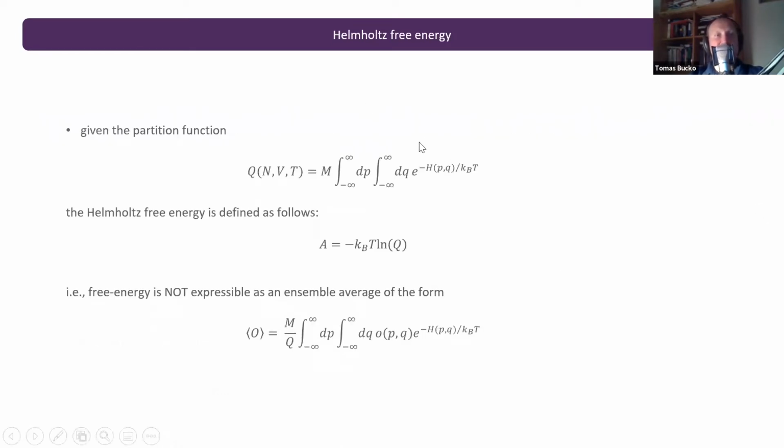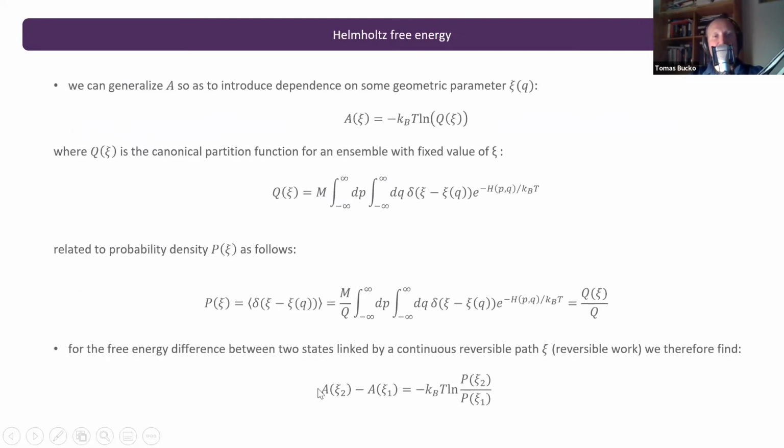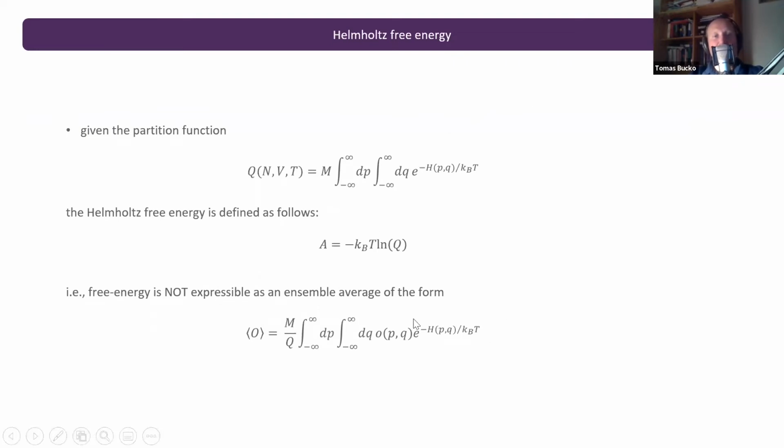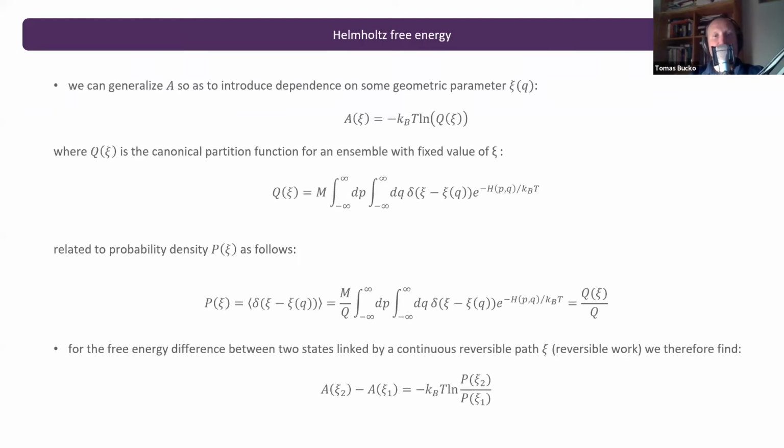Now in statistical mechanics, Helmholtz free energy is defined via this defining equation. It's related to the logarithm of the canonical partition function, and by comparing with the expression which we discussed in our first lecture for an observable, you see that the expression for free energy cannot be cast directly into the form of an ensemble average. This is one of the reasons why the calculation of free energy is challenging. You cannot obtain it directly in the usual molecular dynamics run.